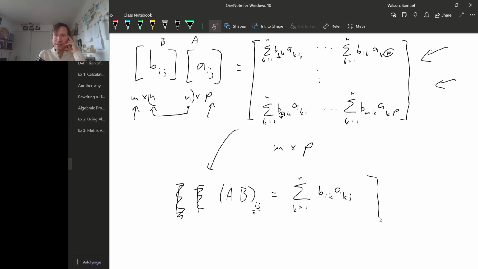So this is the formula for the ijth entry of the product B times A. All right, so this formula is unfortunately complicated, but we will come up with good ways to evaluate this admittedly complicated definition.